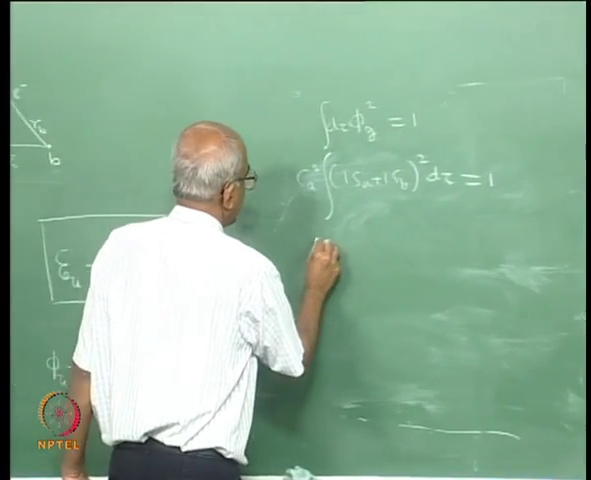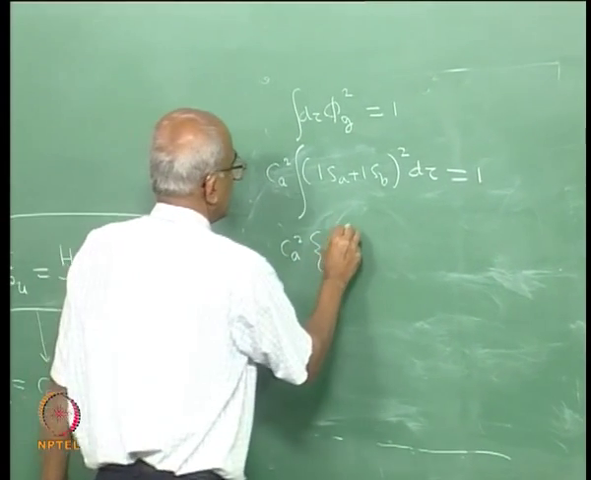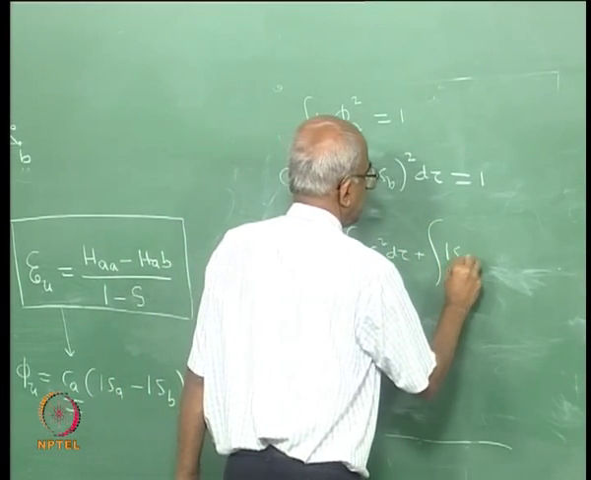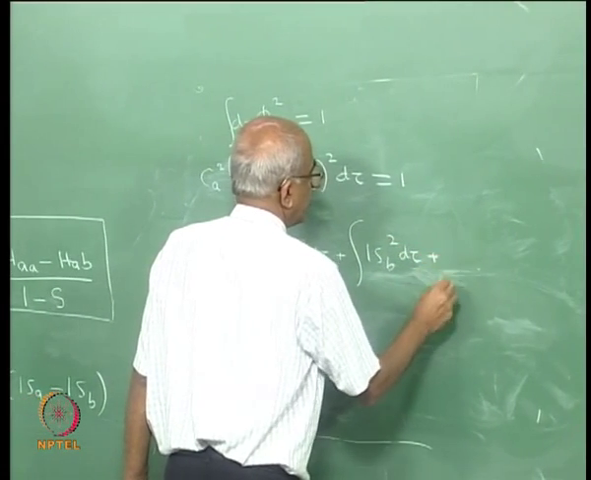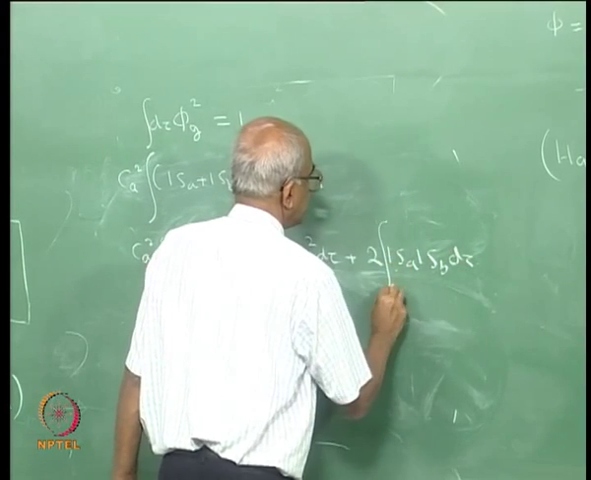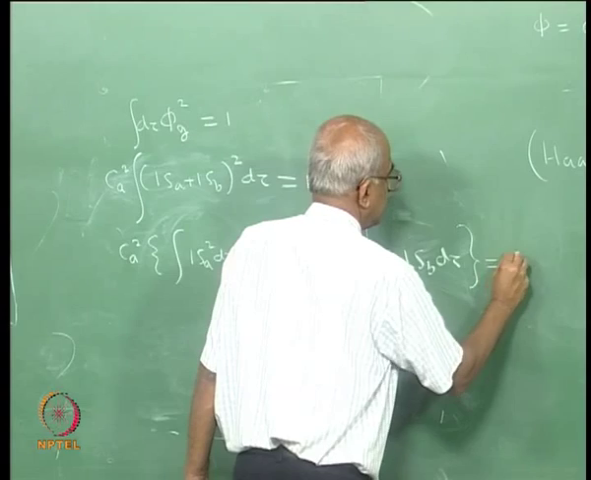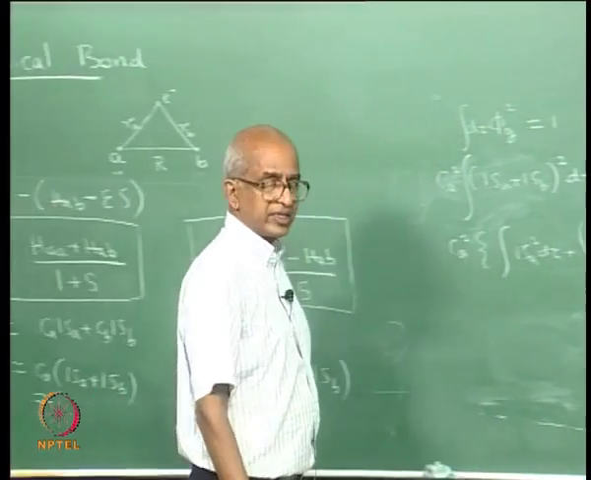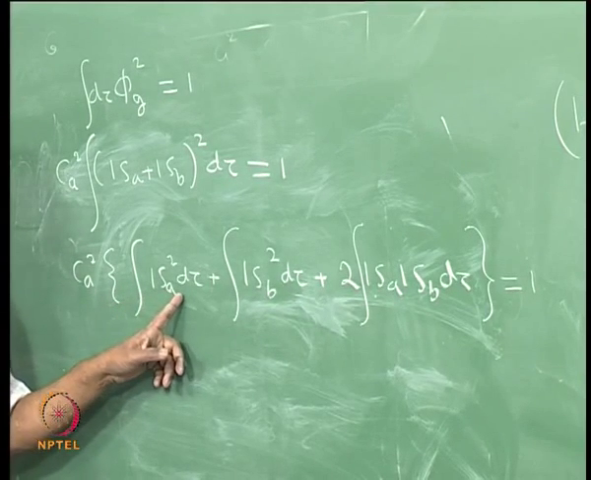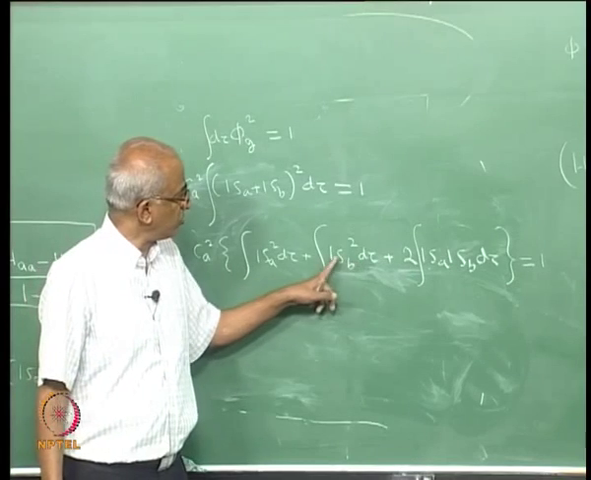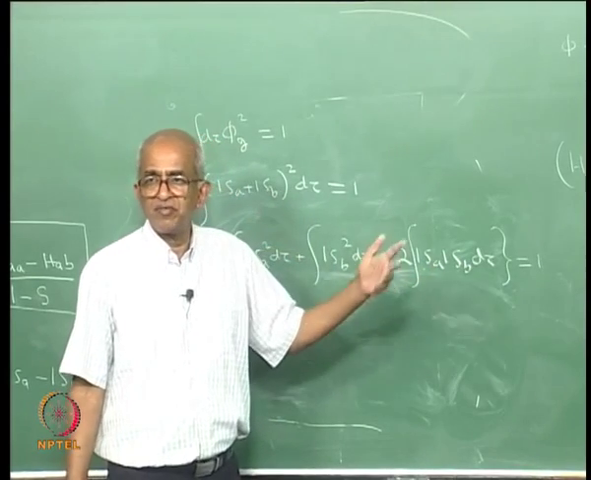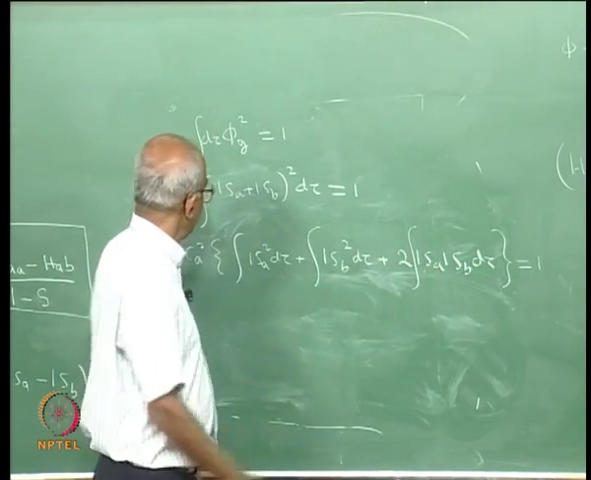So, if you took the square, what will happen? You will get C A square into the integral of 1s A square d tau plus the integral of 1s B square d tau plus 2 times the integral of 1s A 1s B d tau, integrated over the entire space. This must be equal to 1, correct. And as we have seen previously, 1s A is an atomic orbital that is normalized, so this integral must be 1. 1s B also is normalized, so this integral must be 1, while this integral is actually non-zero. It is the thing that we have denoted by the symbol capital S.